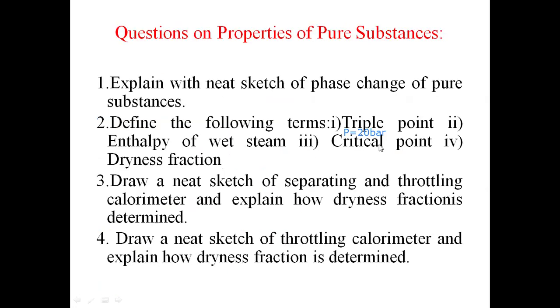Next, the important questions from pure substance. Explain with a neat sketch the phase change of a pure substance. Define the following terms: triple point, enthalpy of wet steam, critical point, and dryness fraction. Draw a neat sketch of a separating and throttling calorimeter and explain how dryness fraction is determined. Draw a neat sketch of a throttling calorimeter and explain how dryness fraction is determined. These are the theoretical questions from pure substance.